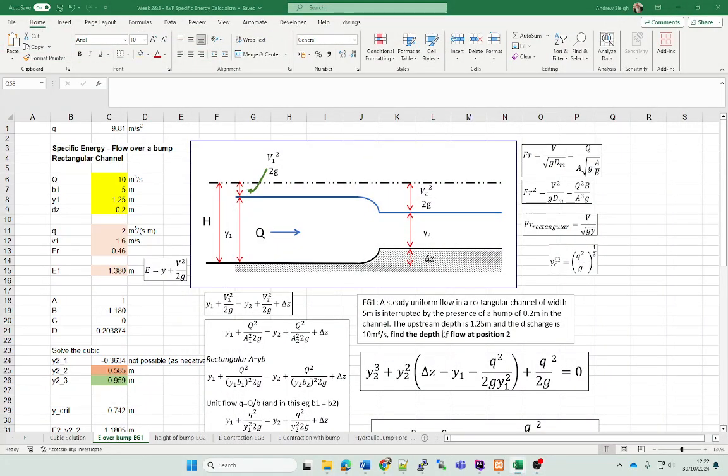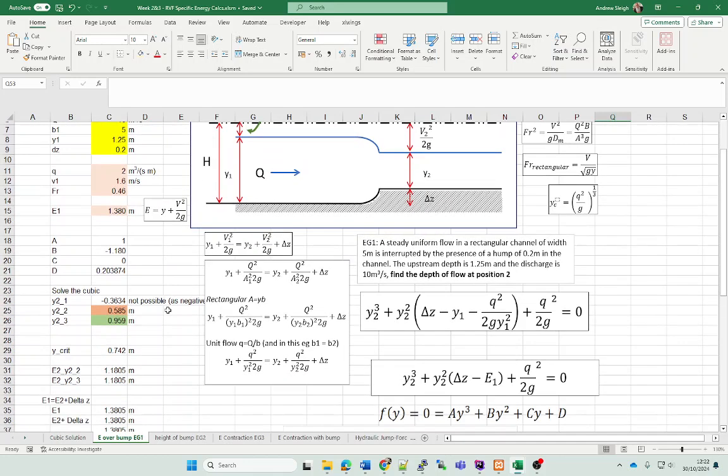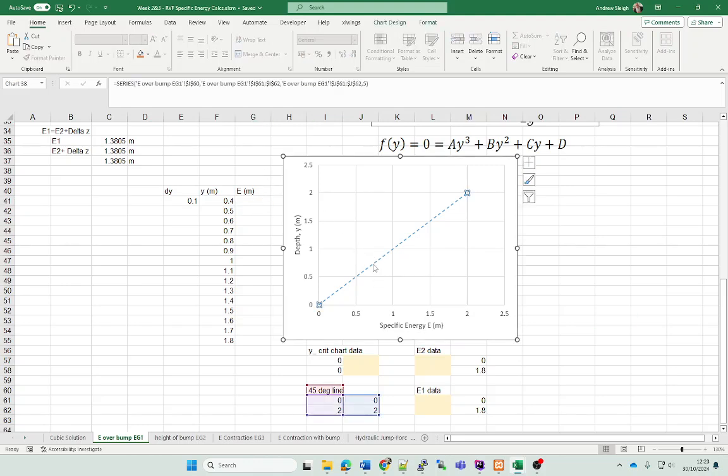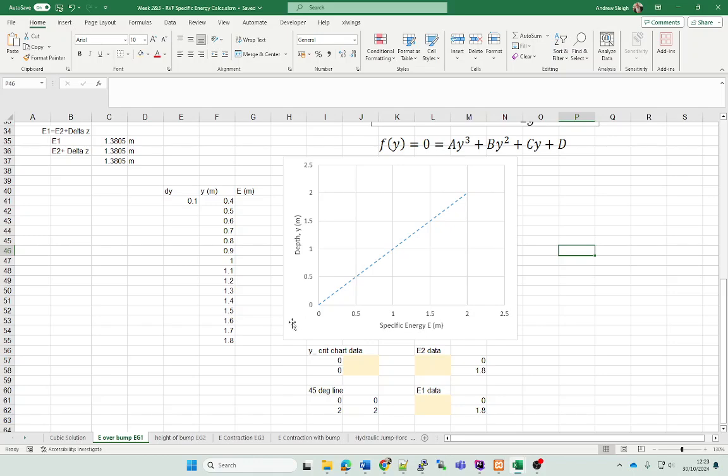So here's the spreadsheet that we're looking at. We've done the calculations, see the video previously. We move further down now. We've got a setup chart ready for data to be put in to draw the graph. So we'll click on the line that's there. This is a 45-degree line. I've set some axes for the specific energy and the depth. We could change those limits if we wanted, but these will work for the numbers we've got in today.